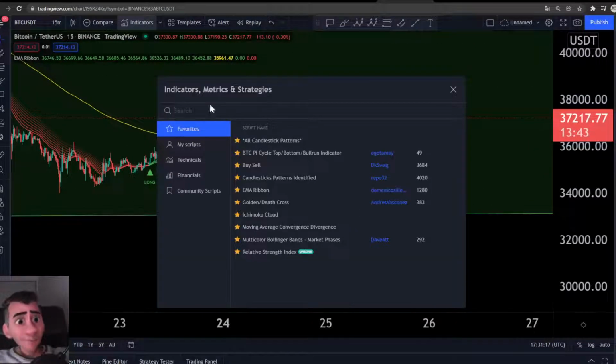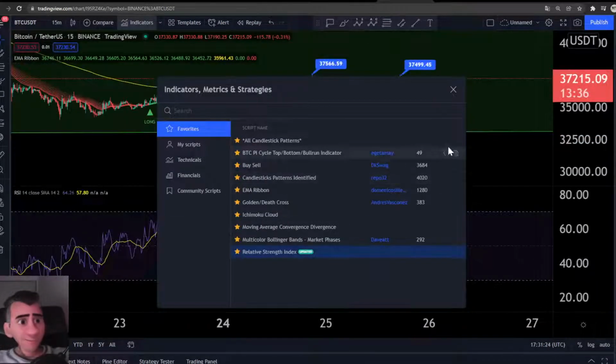Let's check the next thing now. What's going on in the 50-minute time frame with the relative strength index?